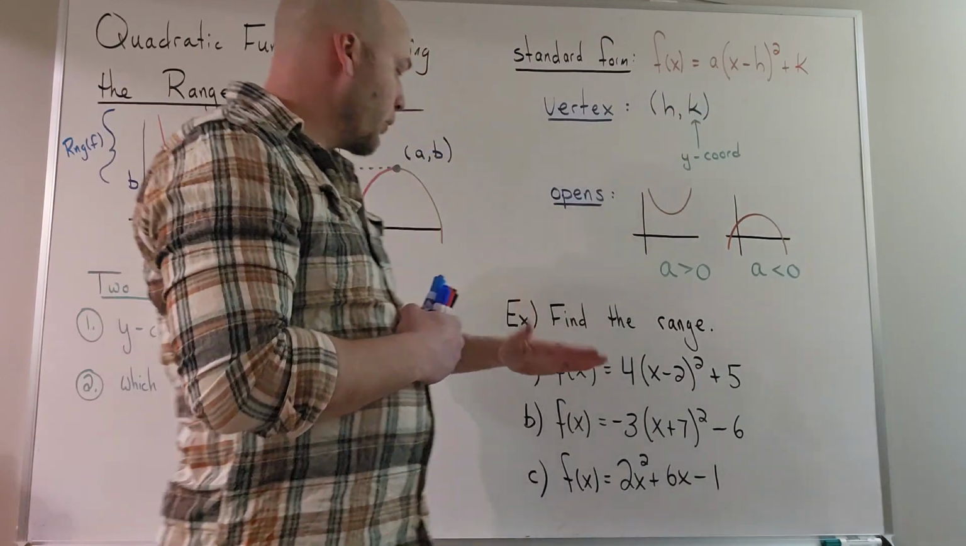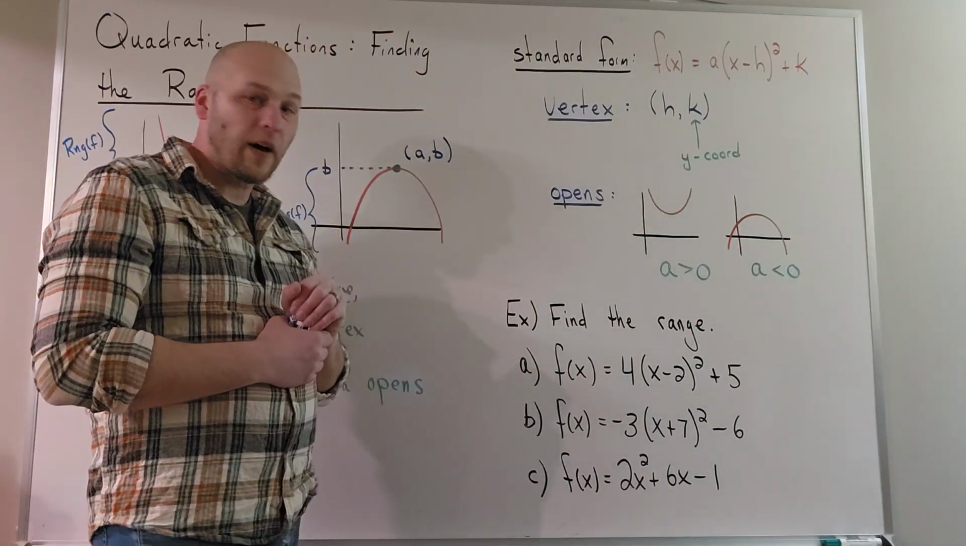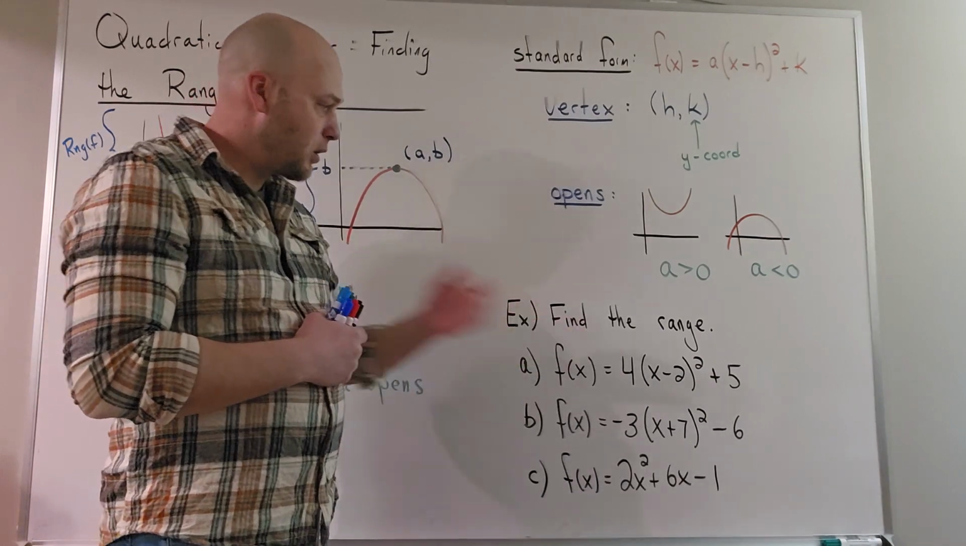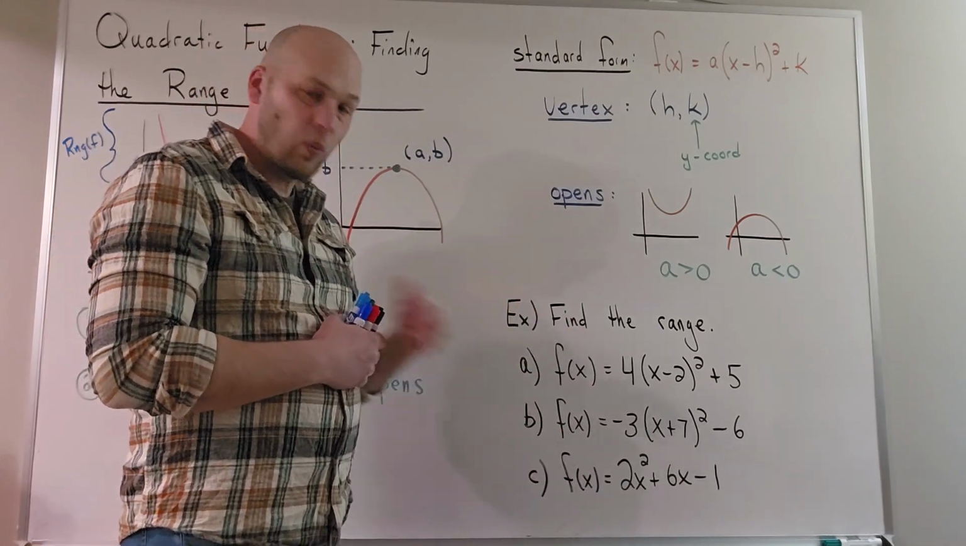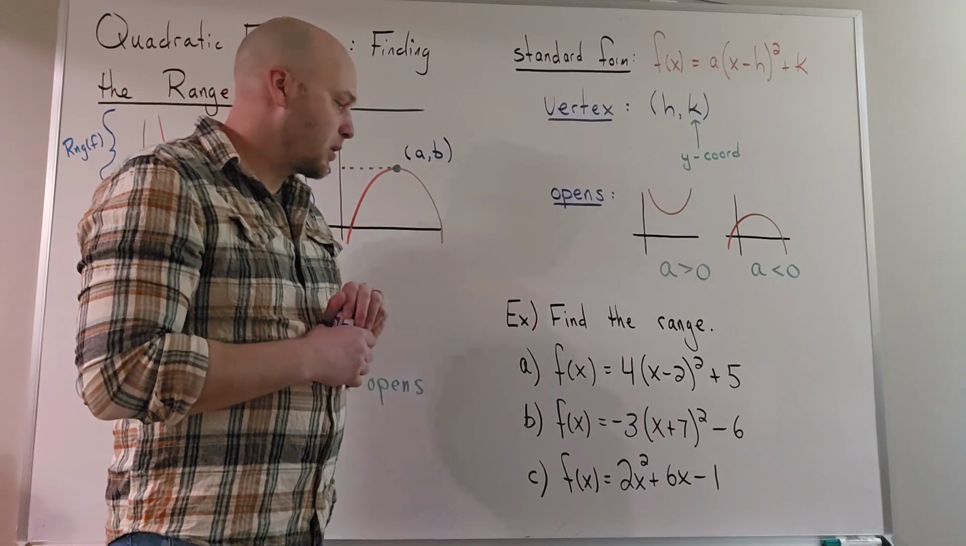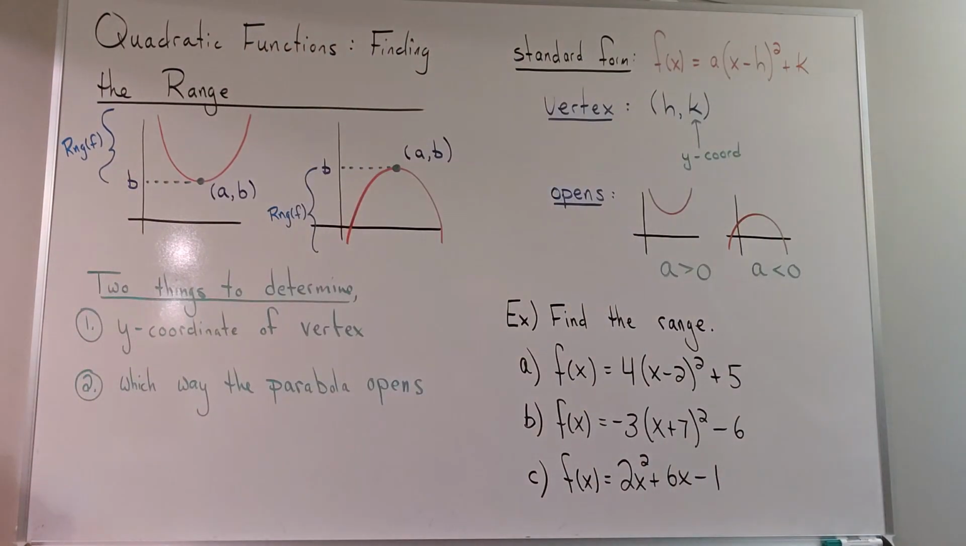All right? Let's go through some examples here where we'll find the range of a function. The first two are given in standard form. The third one is given in general form. So let's go ahead and see how this works.